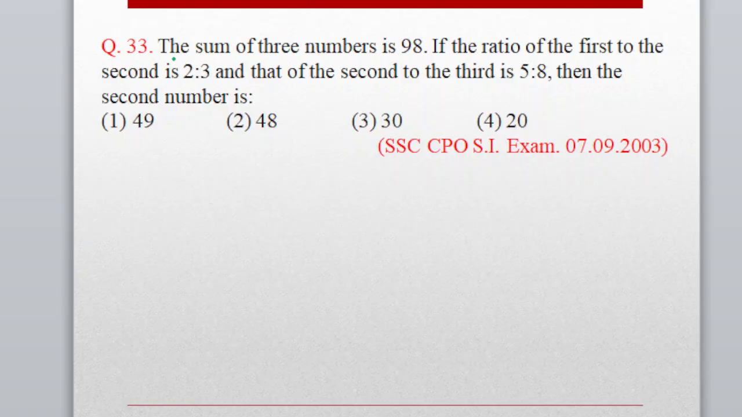Now question number 33. The sum of three numbers is 98. If the ratio of the first to the second is 2:3 and that of the second to the third is 5:8, then the second number is... that means here we have to find out the second number. Now three numbers are given. So here first is to second is to third.